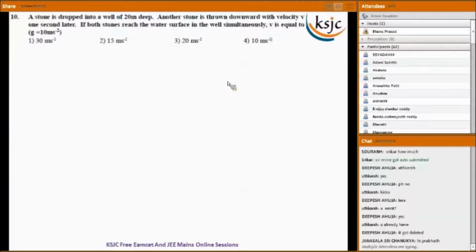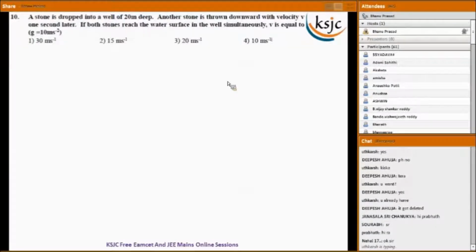Now look at the 10th one. A stone is dropped into a well 20 meter deep. Another stone is thrown downwards with a velocity v 1 second later. If both the stones reach the water surface in the well simultaneously, v is equal to.